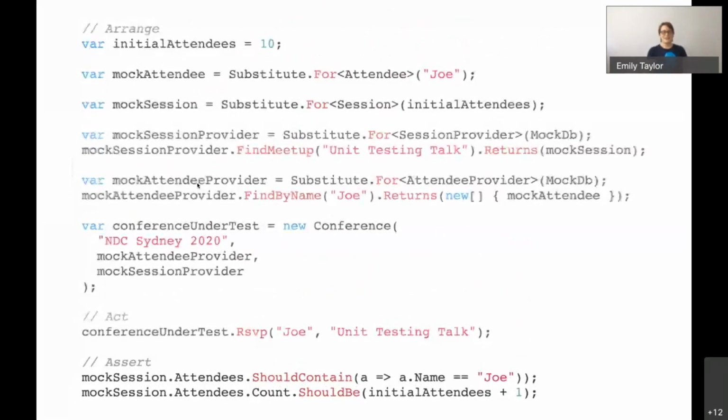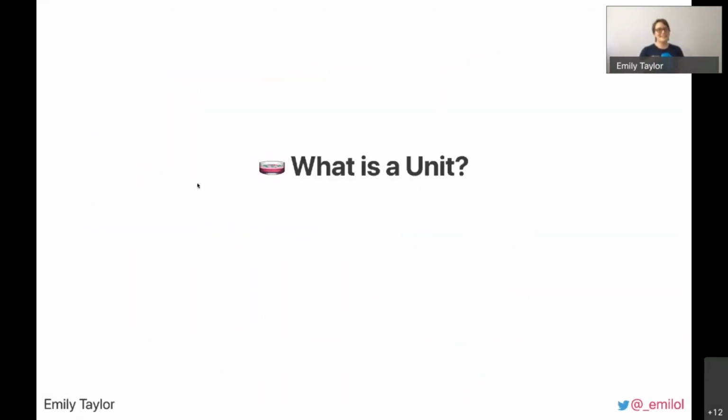So this is a unit test. But let's look at what a unit is again, right? Let's go into this in a bit more detail and we'll do this for each along the way. Does anybody have what?